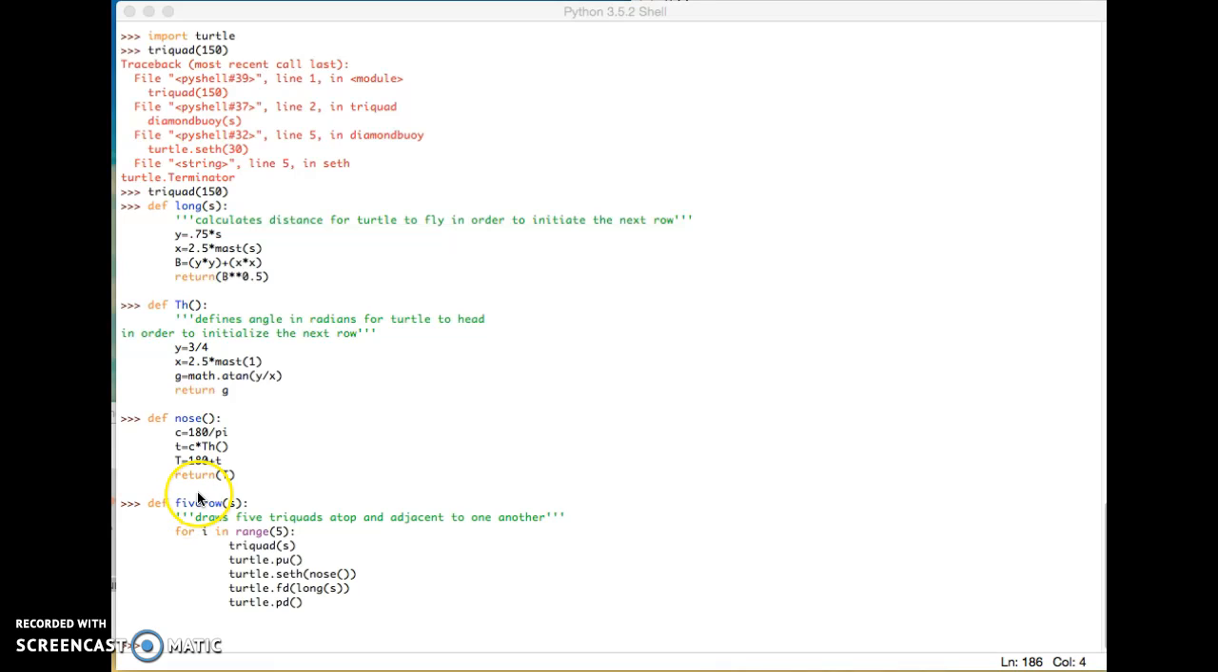Now, because you're doing this 5 times, triquad S, so a row, turtle.pickup to pick it up, orient it, turtle.setheading nose, okay, so that's the angle, and then you jump it the distance long S, you get it, and then you put it down. And when you're down, you're at the beginning of the next row. That's why I went through all that trouble, so I could do that. And I'm going to show you what that looks like.